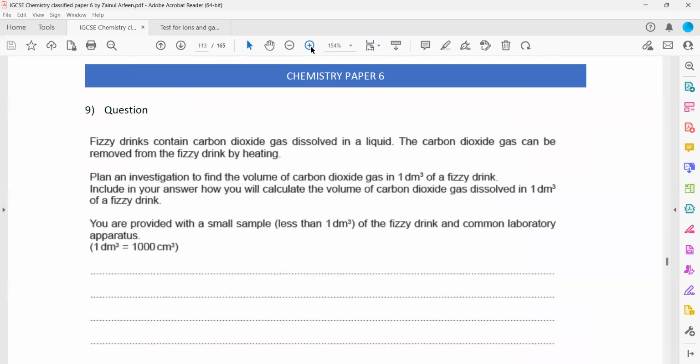Question 9, planning an experiment. We have a fizzy drink which contains carbon dioxide gas dissolved in it. The carbon dioxide gas can be removed from a fizzy drink by heating. Plan an investigation to find the volume of carbon dioxide gas in 1 decimeter cube of a fizzy drink. In your answer, you should include how you will calculate the volume of carbon dioxide in 1 decimeter cube. You are provided with a sample of less than 1 dm cube. Like you don't have 1 dm cube, you have less than 1 dm cube of the sample.